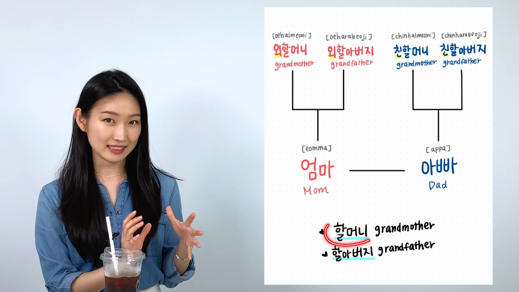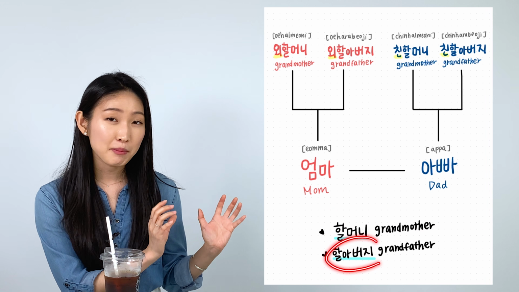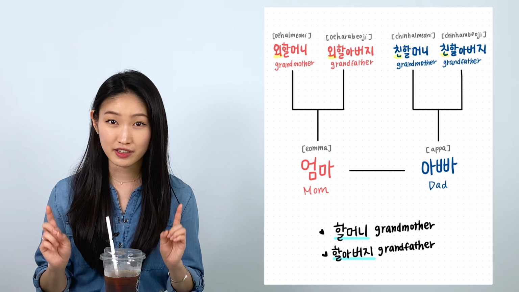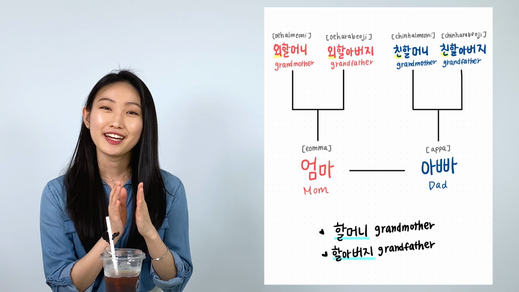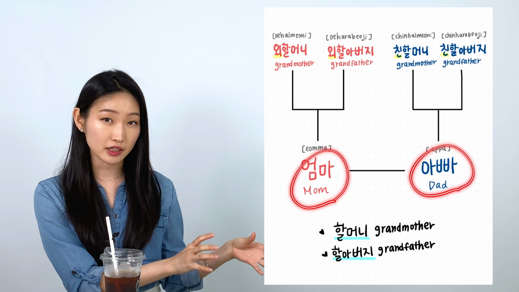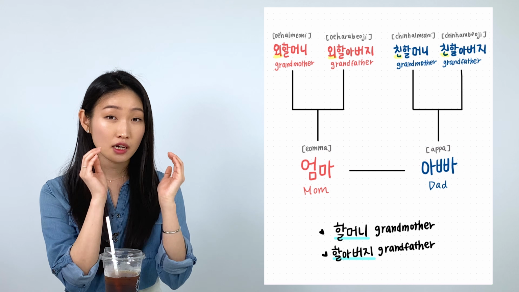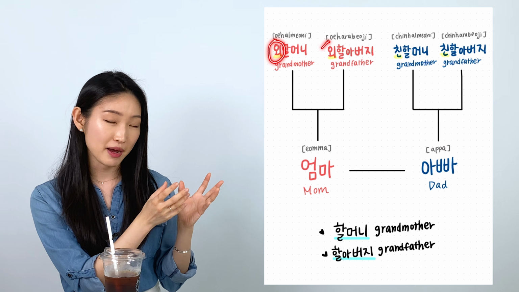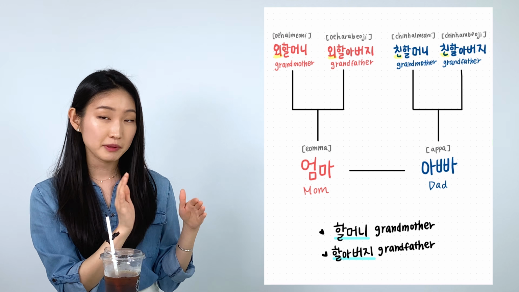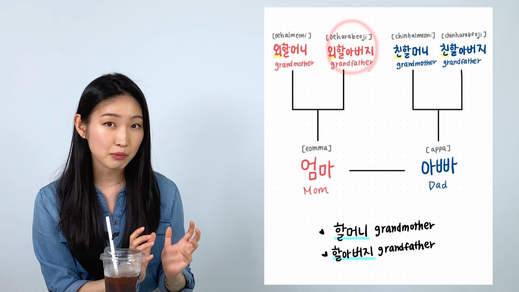So 할머니 is grandmother, and 할아버지 is grandfather. Now, here comes the complicated part. In Korea, we distinguish the mom's side family and the dad's side family. So mom's side family would be 외가. So you would have to add the term 외 in front of grandparents. So for example, your grandma on your mom's side would not just be 할머니, but 외할머니. And grandpa would be 외할아버지.